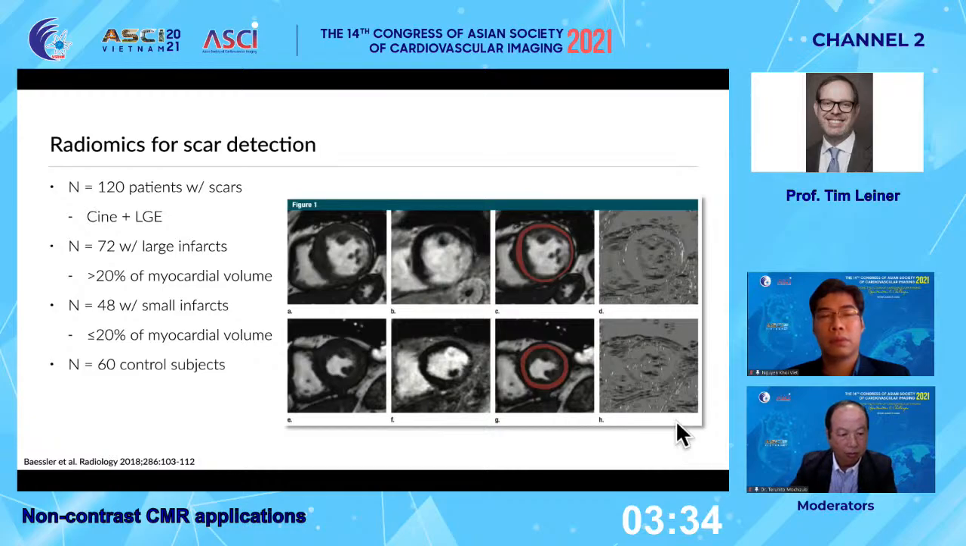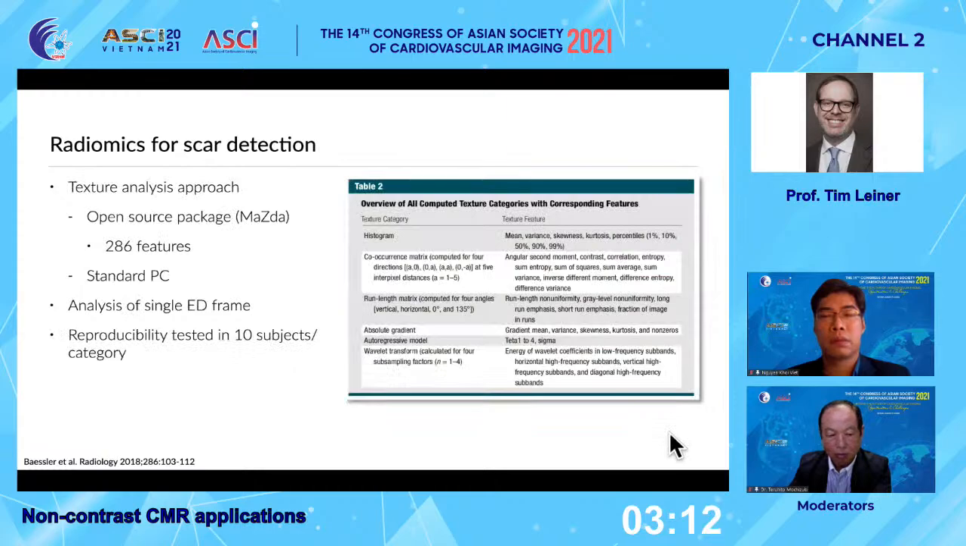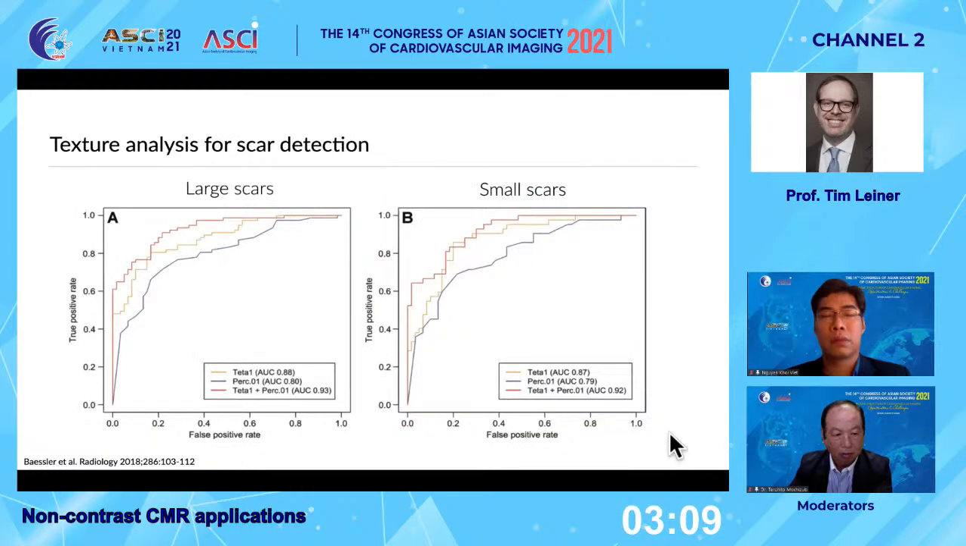And what they then did is they took a single mid-diastolic cine frame and ran a texture analysis package on this slice. And the objective here was to identify subtle differences in the grayscale values and use this to detect scar tissue. So they used an open source software package, and they were actually quite accurate at picking up these scars using this technique. Both large scars and small scars could be imaged with very good accuracy. The area under the curve for both of these types of scars exceeded 0.9.